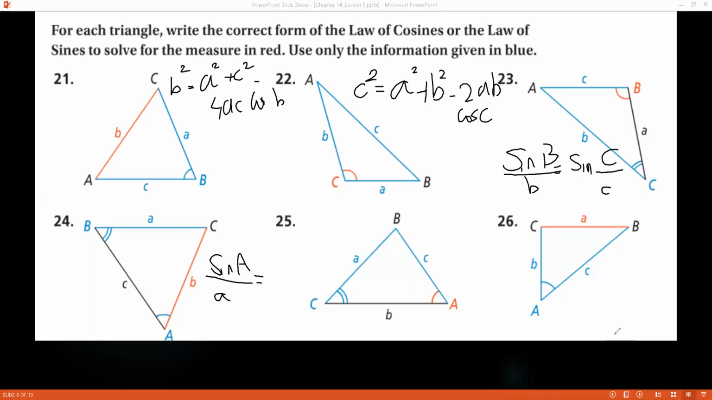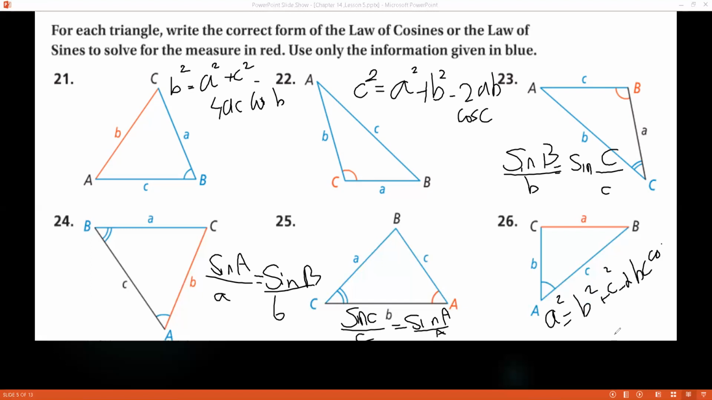over a will be sine of B over b. Now number 25, we have two sides with a non-included angle. What do we have to use? Law of sine. Sine of C over c must be sine of A over a. And the last one, here we have two sides and an included angle. Which law? Law of cosine, bravo. That's a squared will be b squared plus c squared minus 2bc cosine A.